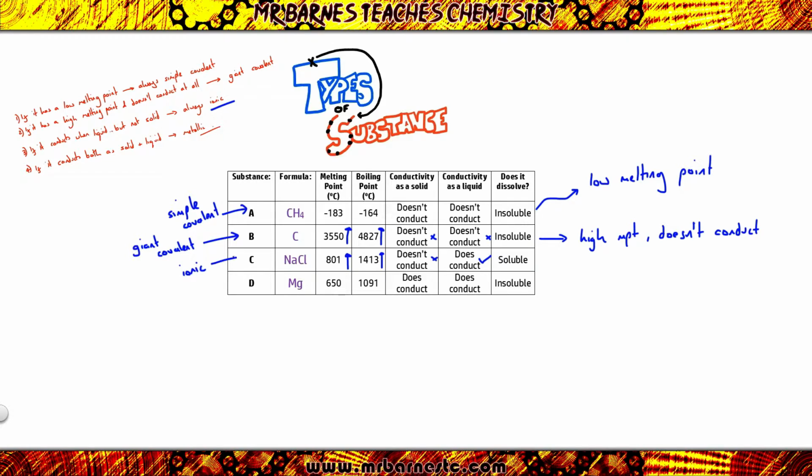And then finally, substance D, high melting point and boiling point. It conducts when solid and as a liquid, therefore it's going to be metallic.